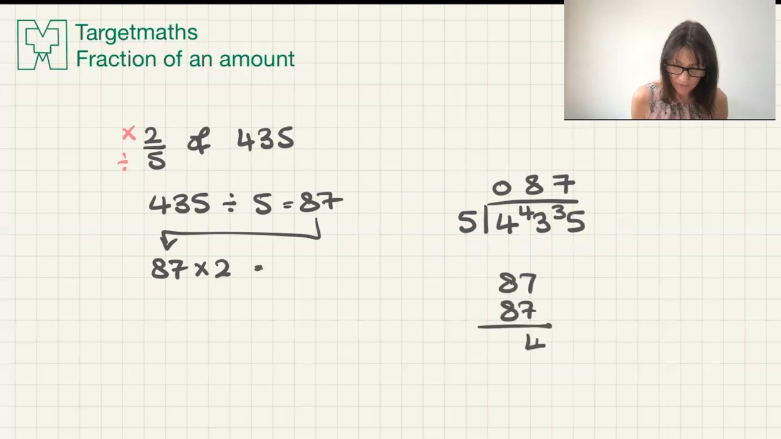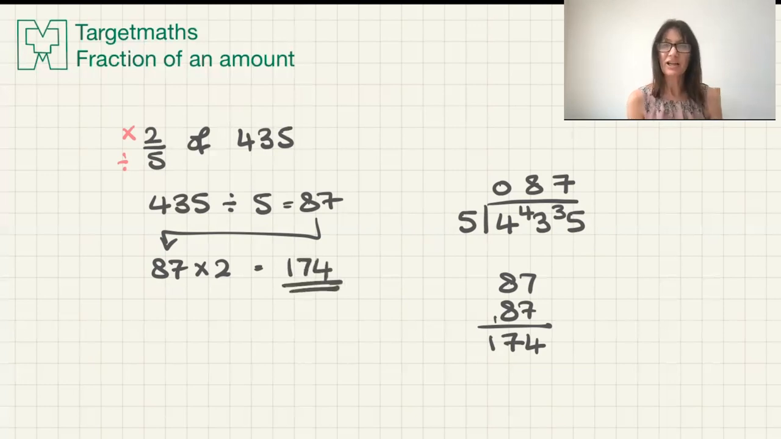7 plus 7 is 14, carry the 1. 8 plus 8 is 16, plus that 1 is 17. So 174 is my final answer. So as I say, the method extends no matter what the question is. We want one method that works, and this is it. Okay, divide by the bottom, times by the top.